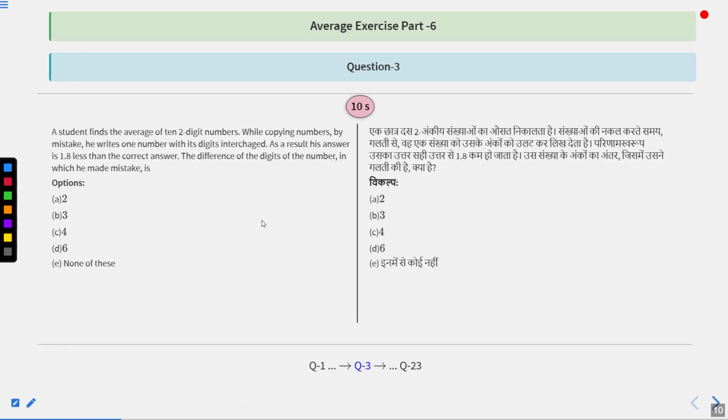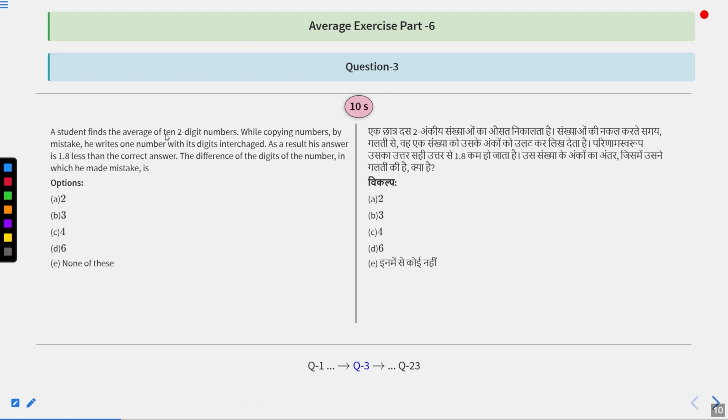Next one. A student finds the average of 10 two-digit numbers. While copying a number by mistake, he writes one number with its digits interchanged. As a result, his answer is 1.8 less than the correct answer. What is the difference of the digits of the number in which he made a mistake? So you have 5 options and 10 seconds to analyze the question. Your time starts now.